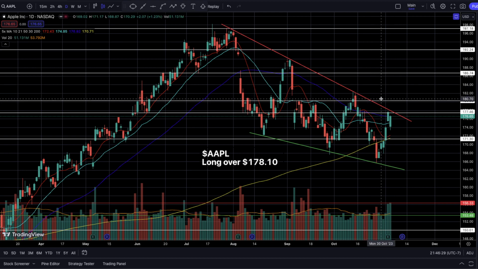Okay, so as long as Apple continues to make an uptrend, or if you guys haven't gotten an entry yet, 178.10 is your best bet for an entry point, over this horizontal level of resistance at 177.50 and over this descending resistance trend line.